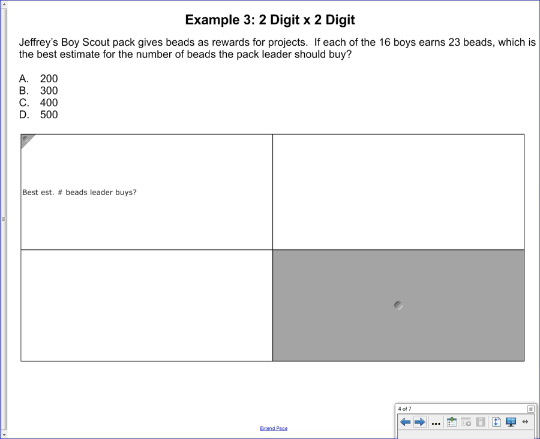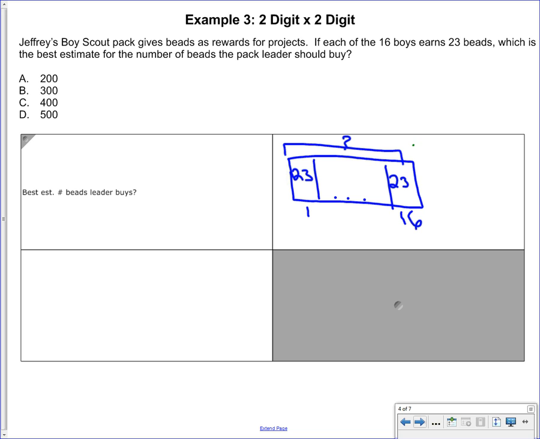And now for the details. So there's 16 boys. That's a lot to draw. So there's 1, and there's 16. All 16 are going to be the same. Each gets 23 beads. See, told you. All the same. And I want to know what the total is.